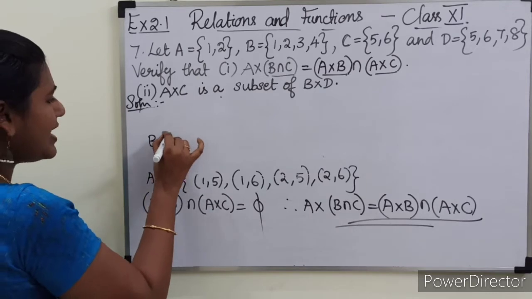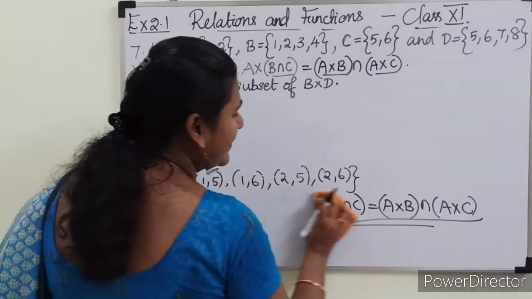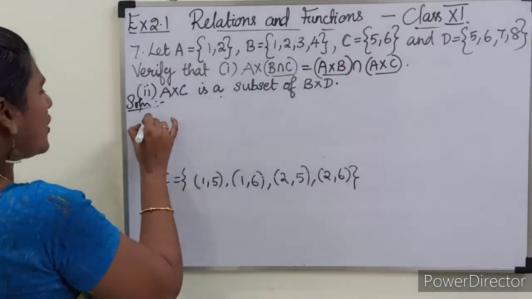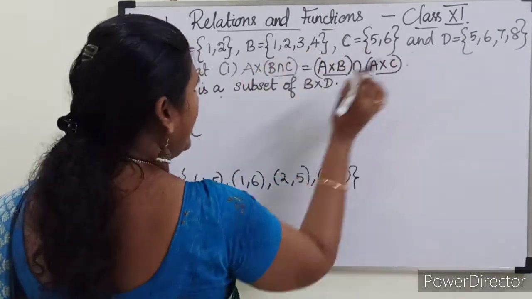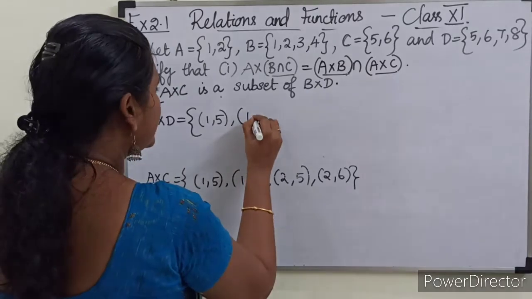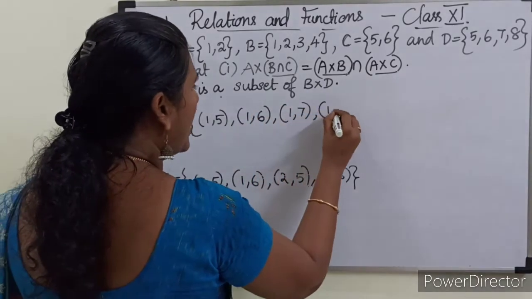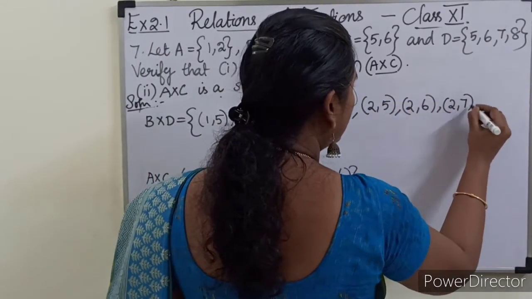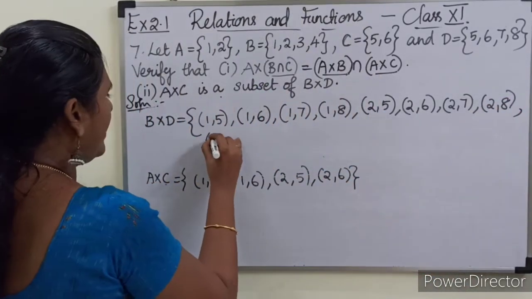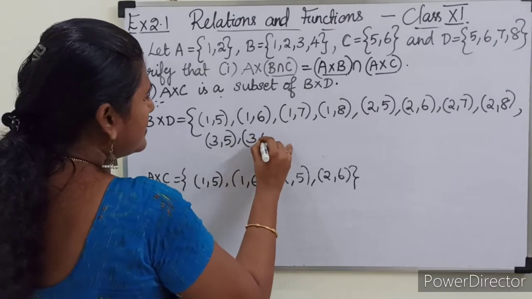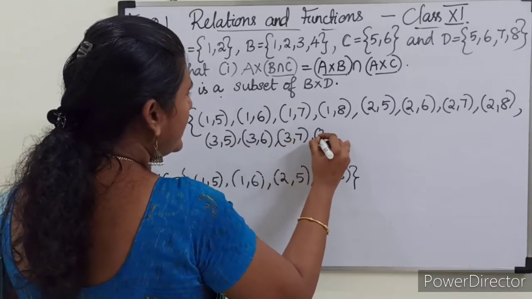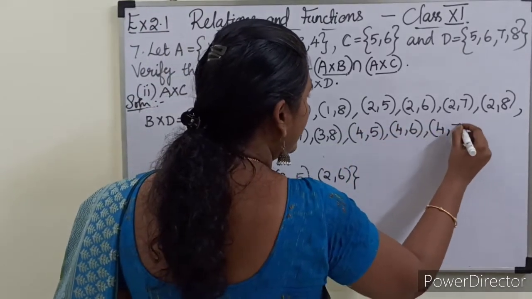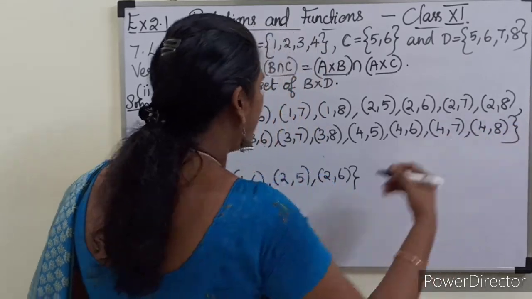Now we will find B cross D. So we are going to find the Cartesian product of sets B and D. We will write the elements of B cross D. That is (1,5), (1,6), (1,7), (1,8), (2,5), (2,6), (2,7), (2,8), (3,5), (3,6), (3,7), (3,8), (4,5), (4,6), (4,7), (4,8). So this is B cross D.